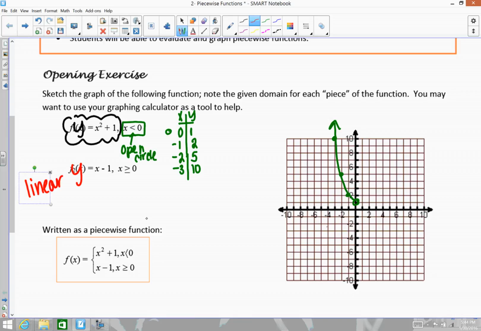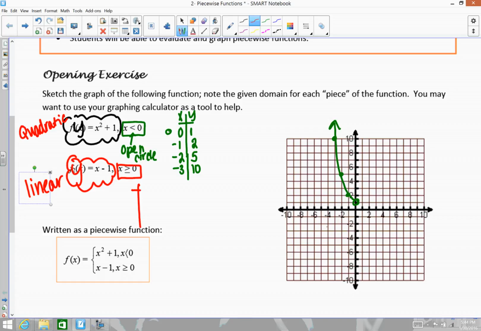The reason why I know it's linear or looks like a line is because it's just an x, where this one was quadratic because it had the x squared in it. So it looked like a parabola. So for this one, we're going to use this equation and we're going to use our domain restriction.